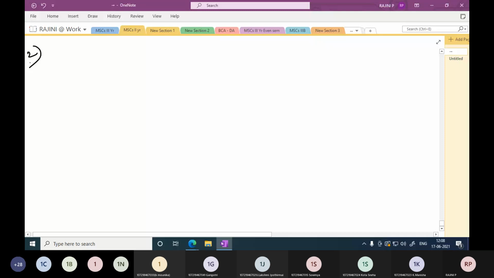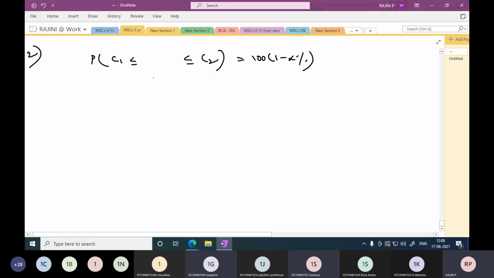Find the 100 into 1 minus alpha percentage confidence interval for the difference of proportions. What am I asking you? The difference of proportions. Then what do I have to find? The probability of C1 less than or equal to C2 is equal to 100 into 1 minus alpha percentage. What do I have to take in between? P1 minus P2, capital P1 minus capital P2, the difference of proportions. This is what we need to find.